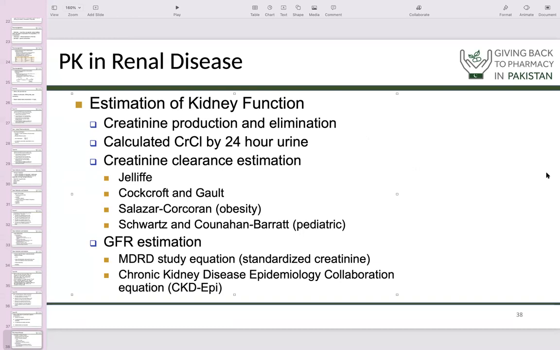The MDRD equation, the standardized creatinine equation, is more accurate. CKD-EPI is also accurate, but unfortunately we have to use Cockcroft and Gault because most drug monographs have dose adjustment information based on Cockcroft and Gault. So we know the very common formula: 140 minus age, times weight, divided by 72 times serum creatinine, multiplied by 0.85 for female. And the Schwartz equation is usually used for pediatrics, which is K times, I don't remember the equation, but you can find it on the internet.